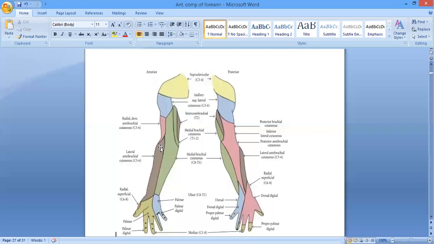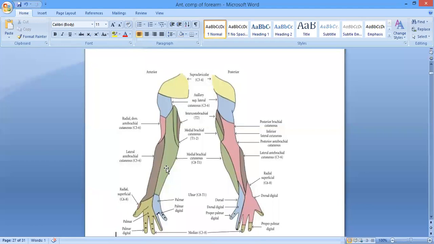On the anterior surface of the forearm, it is divided into two halves, the lateral half and the medial half. The lateral half is supplied by the lateral cutaneous nerve of the forearm, whereas the medial half is supplied by the medial cutaneous nerve of the forearm, right?